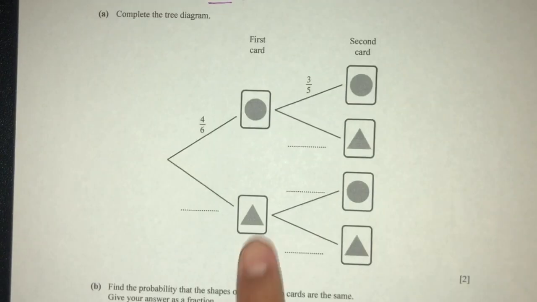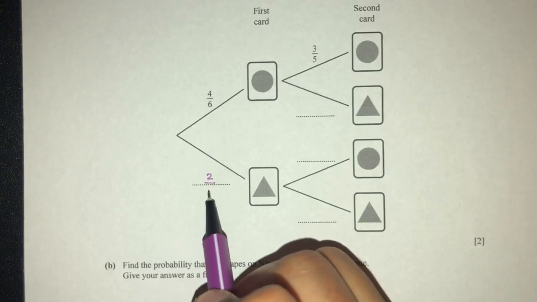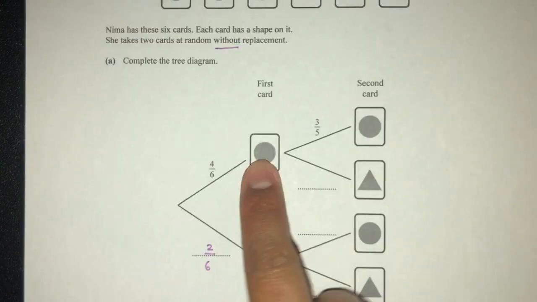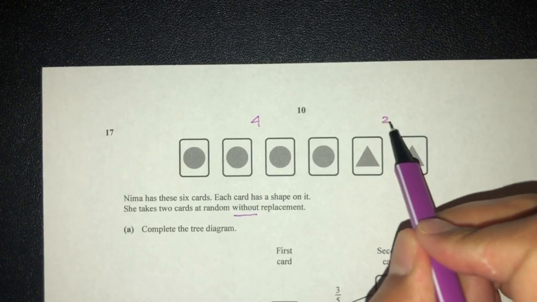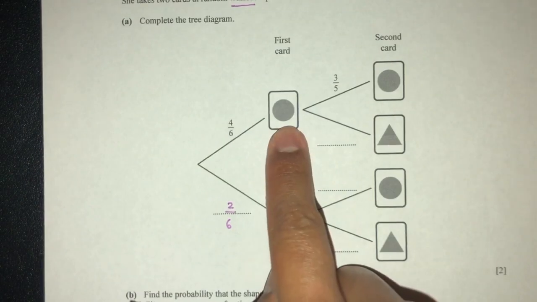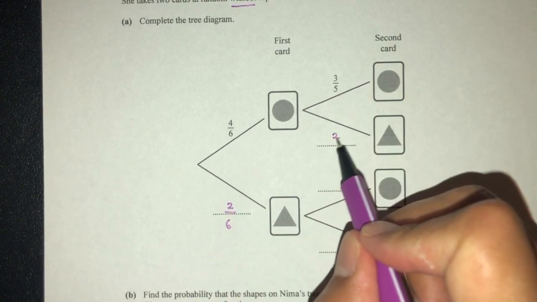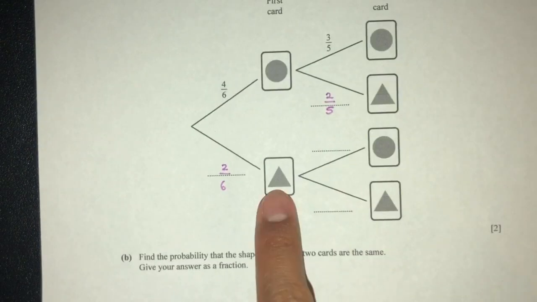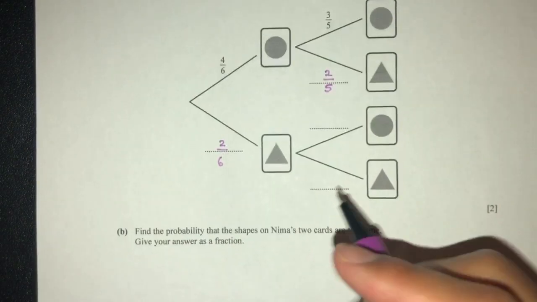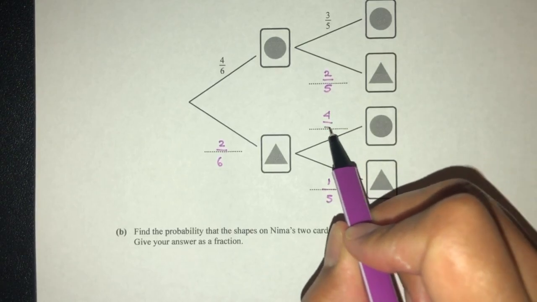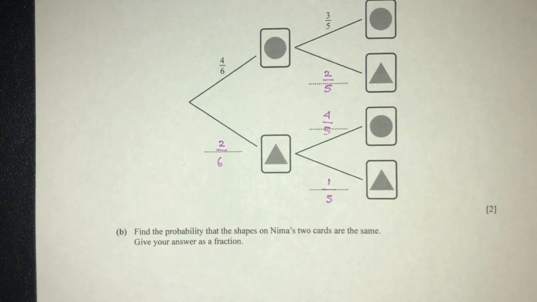So one by one, here we have triangle. So we have 2 triangles. So that will be 2 over 6 because we have 6 cards in total, right? Now if you choose one circle here, before we had 4 circles and 2 triangles, right? If you choose one circle, 3 will remain over 5. Now here, obviously you had 2 triangles, so it will be 2 over 5. Now this one, same thing. If you take one triangle, 1 will remain over 5. So here we will have 4 over 5. That will be part 1, complete your tree diagram.